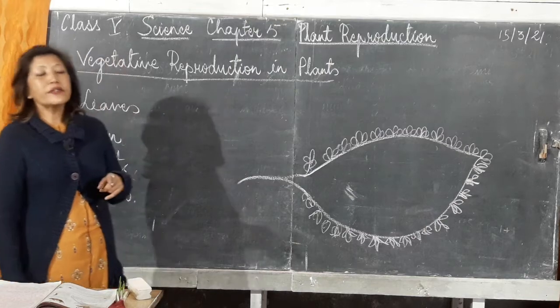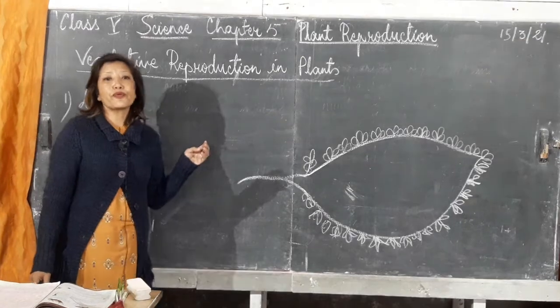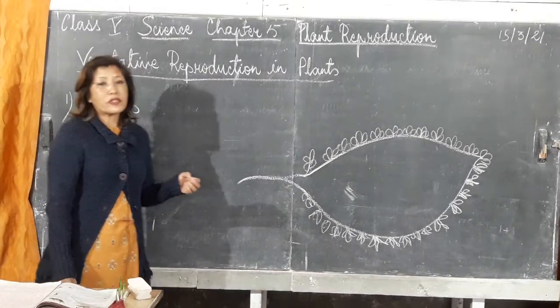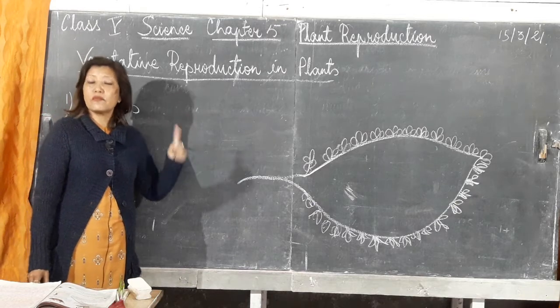Good morning, children. Now, in science, we are doing the chapter of plant reproduction. So, in this chapter, today we will discuss vegetative reproduction in plants.